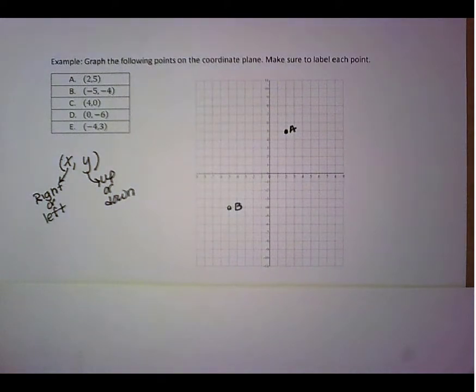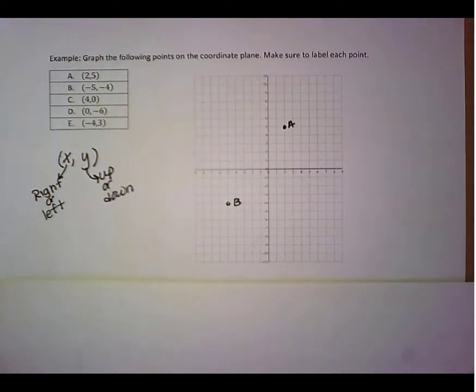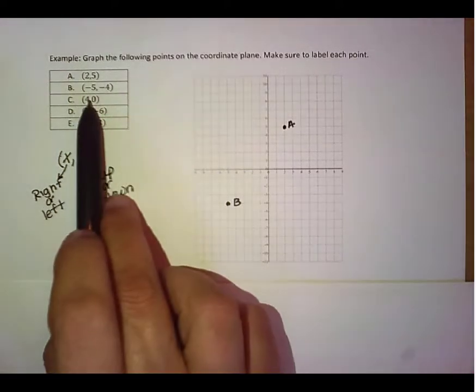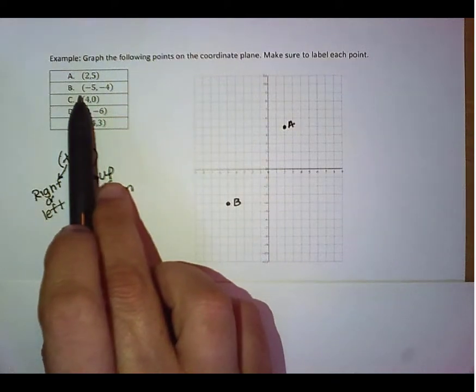Guys, when you're graphing more than one point on a graph paper or a coordinate plane, it's always nice to label your points according to what the problem gave you. That just makes it easier for somebody to come back and look at the point that you graphed and make sure that it actually is the point that's on your paper.